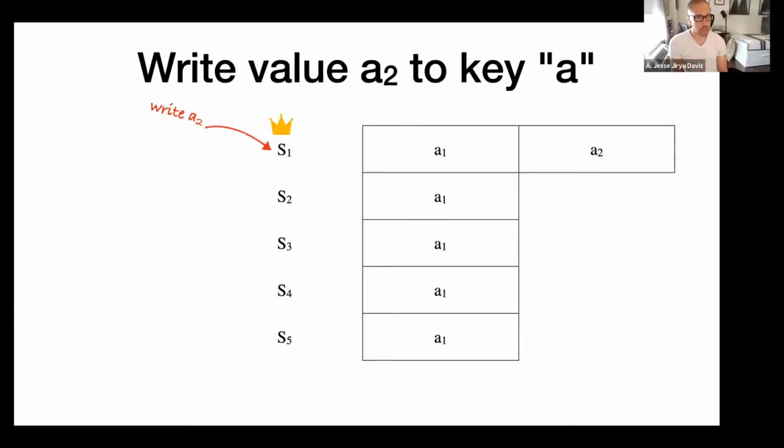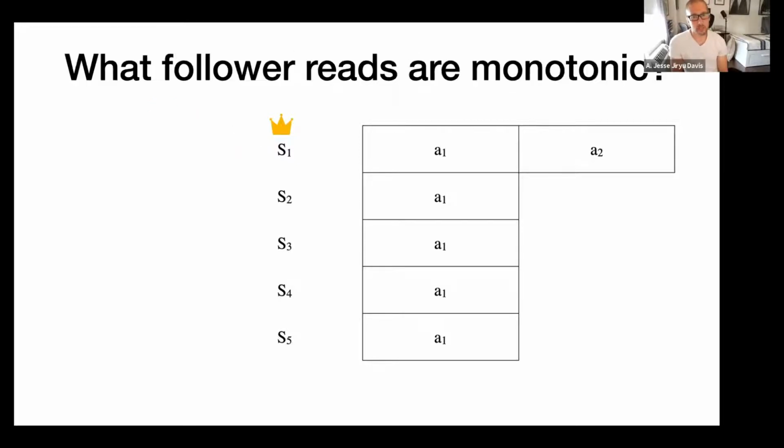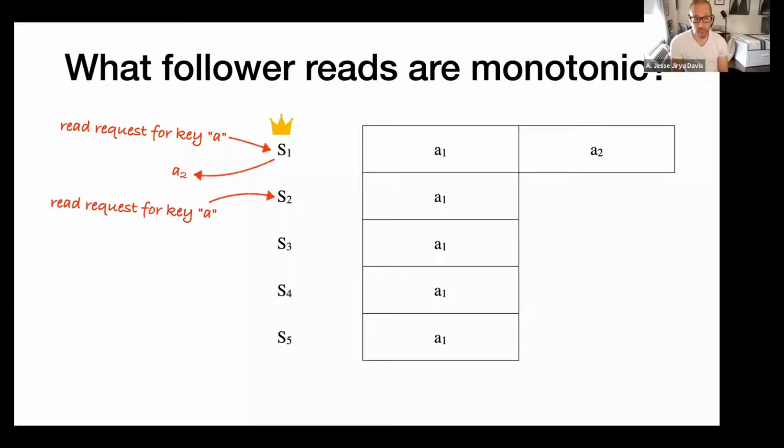Clearly, you can read from the leader, and the leader can just return the latest value. So that will always be at least as fresh as the last value that the leader returned. So reading from the leader is monotonic. But follower reads, that's where things really get complicated. Let's consider first what happens if you read from the leader and then read from the follower. If you read from the leader and it returns the latest value, and then you read from a follower and it doesn't know the latest value, so it returns a more stale value, that's obviously not monotonic. You're going back in time.